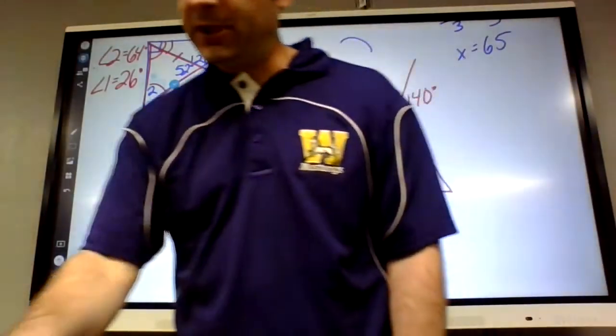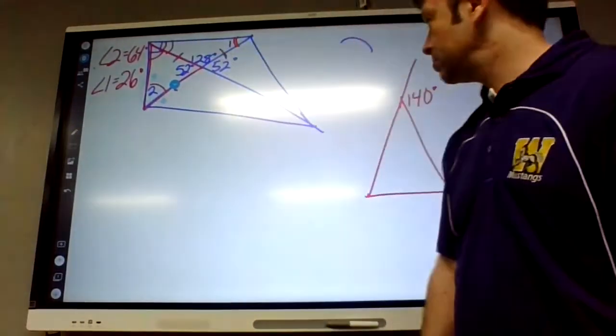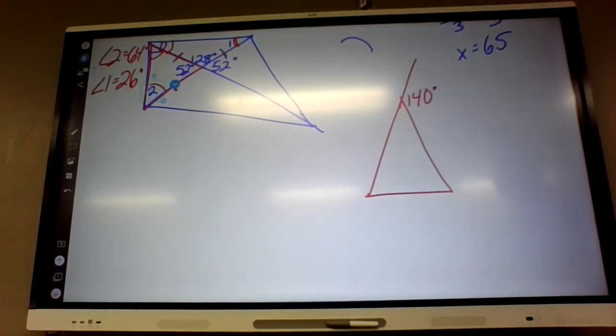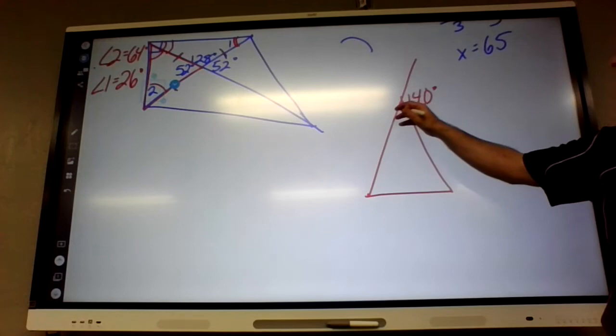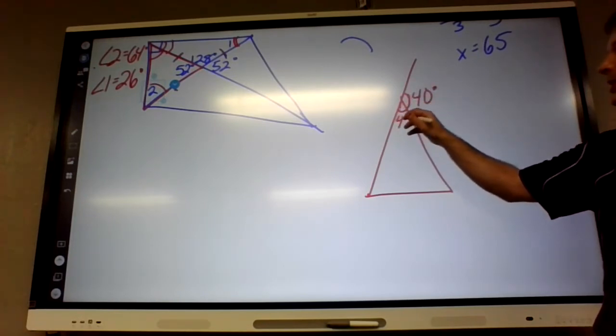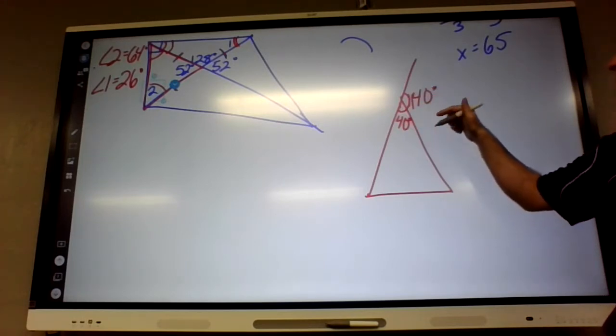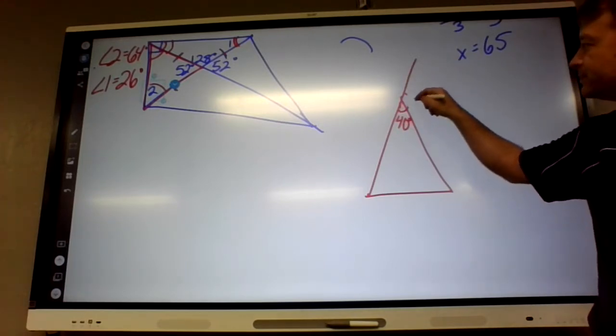What are we supposed to find? What is the measure of each base angle? So you do 40 on the top angle, right? Yeah, these two angles together make what? 180. So this has to be 180 minus 140, which is 40, sorry.